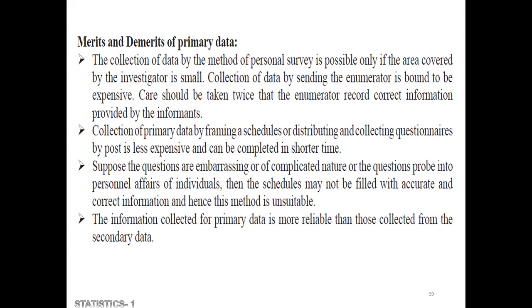The collection of data by this method of personal survey is possible if the area covered by the investigator is very small. That means if you're collecting data from a small place or a small geographical region, it becomes more useful. Collection of data by sending enumerators is bound to be very expensive, and care should be taken that the enumerator records correct information provided by the informants. The second one is the collection of primary data by framing a schedule or distributing and collecting a questionnaire by post, which is less expensive and can be completed in a very short period of time.